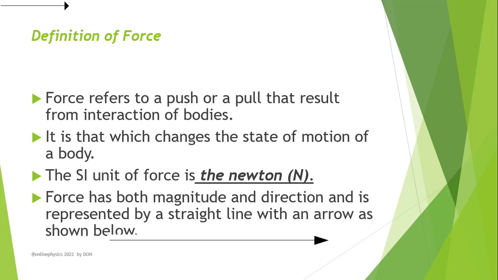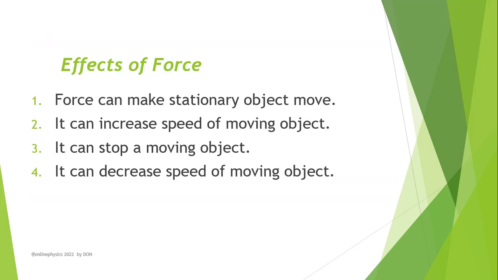Now, force has the SI unit, which is the Newton, represented by the abbreviation capital N. Force has both magnitude and direction and is represented by a straight line with an arrow, as shown. So you can see that line there with an arrow. The arrow represents direction, and the magnitude is the size of the force that has been applied. Then moving on, we can look at the effects of force.